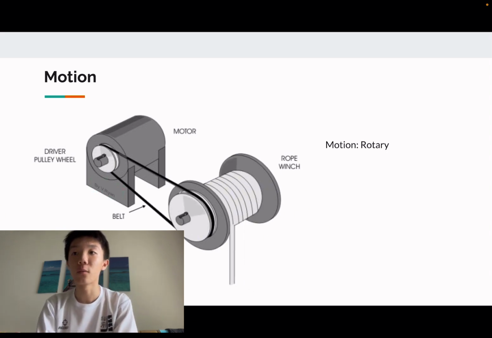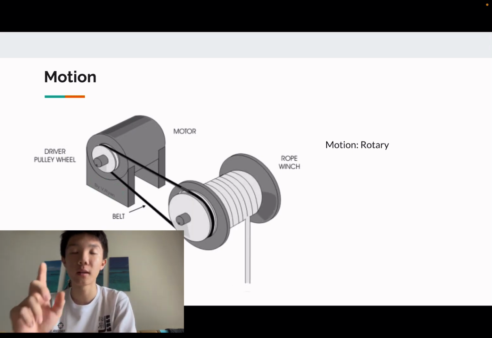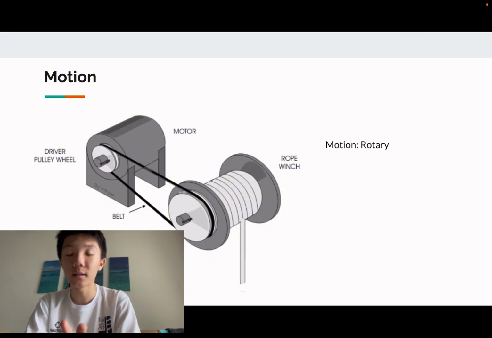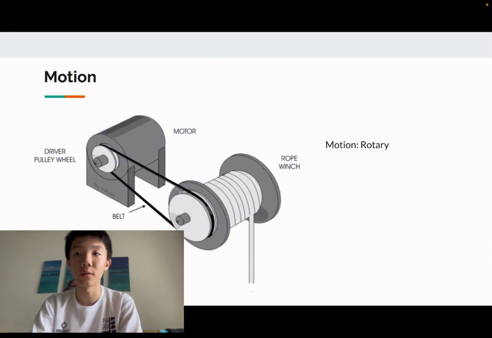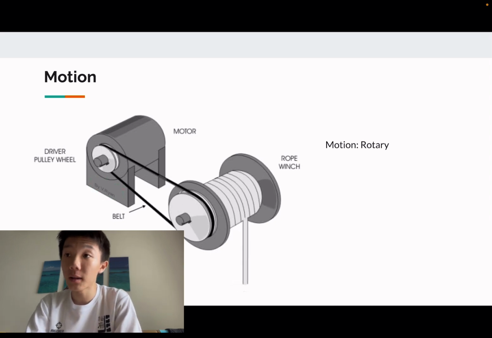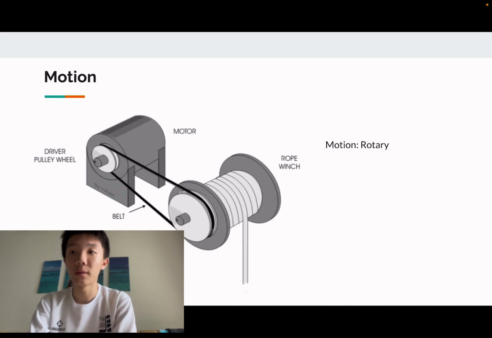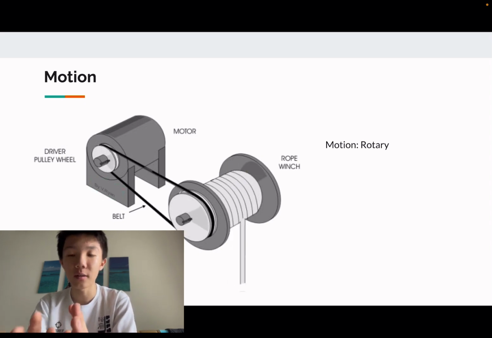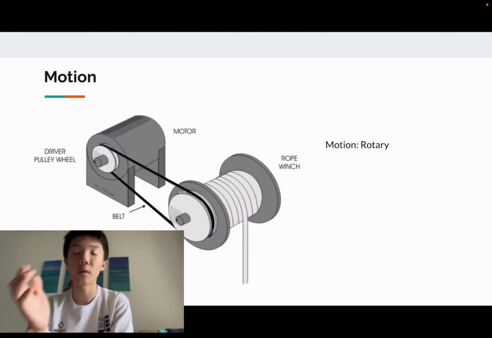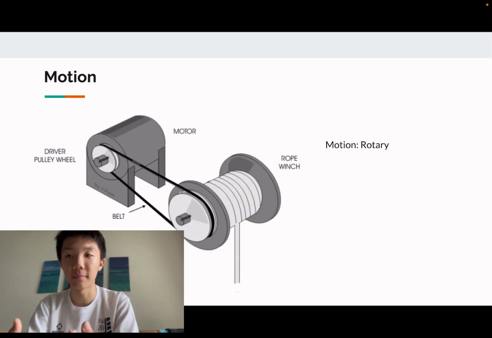In this GIF, we can see the motor powers the smaller pulley, which moves clockwise. Then it turns the belt, which moves the bigger pulley as it rotates. As the bigger pulley turns around and around, it turns the rope winch, and the rope will be released. On the other hand, if we make the motor turn anti-clockwise, then the rope will be taken back.